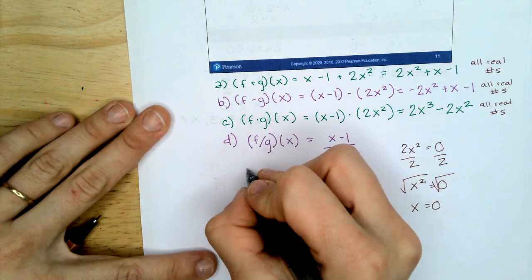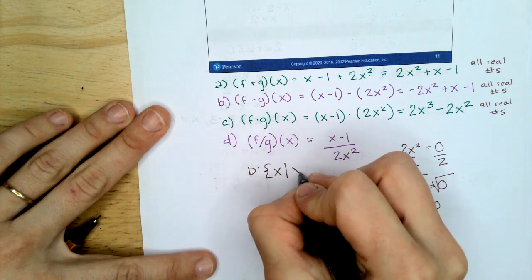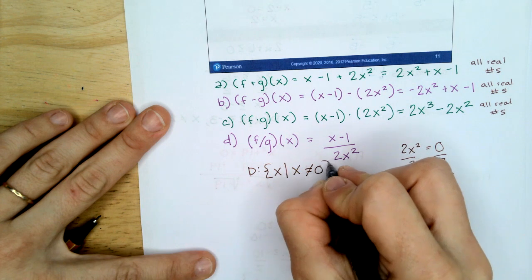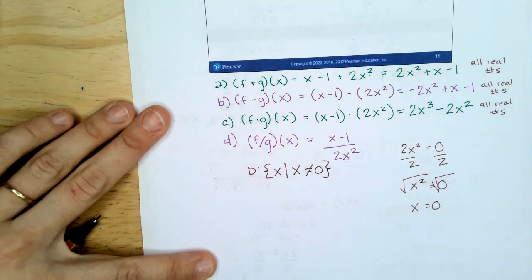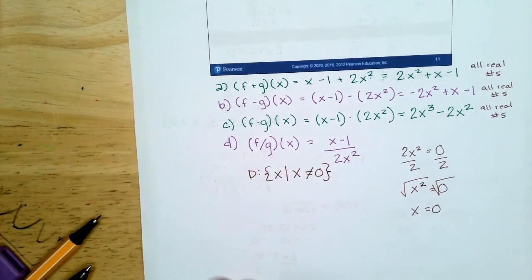So this domain is x such that x cannot be the number 0. And if we think about it, 0 squared times 2 is going to give us 0 in the denominator. Good? All right, I know that was a long one.